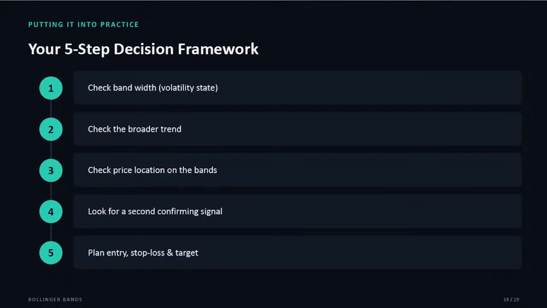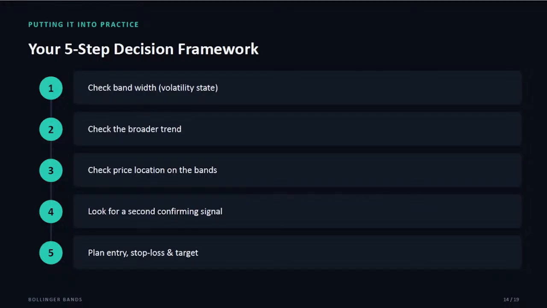Step 2. Check the broader trend. Is price in a clear uptrend, a clear downtrend, or trading sideways? This tells you whether walking the band or range bouncing is the more likely behavior right now. Step 3. Check price location. Is price sitting near the upper band, the lower band, or hovering closer to the middle?